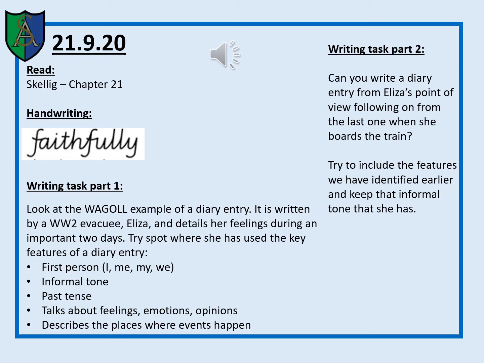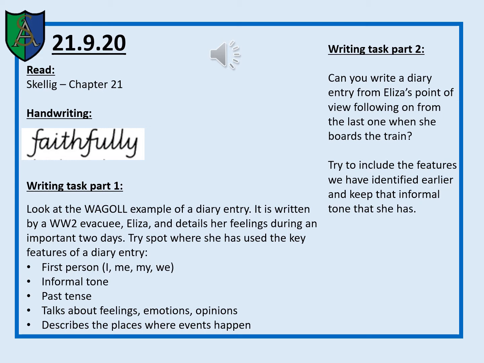So first part of the writing task then, obviously we're building up to writing a diary entry, and so we're going to look at what a good one looks like. So you should have open in front of you the example of a diary entry. It's actually an extract written by a World War II evacuee, so a child around Michael's age at the time, and it details her feelings during a very important 2 days of her life.